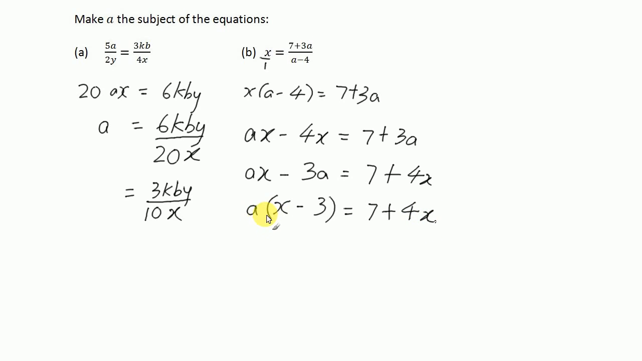Now in algebra, when you have a letter and a bracket with no sign in between, it means multiply. Alright? So when you bring this bracket over, you must divide. So we bring this bracket over, that will become 7 plus 4x divided by x minus 3. Alright, so this is the final answer for part B.